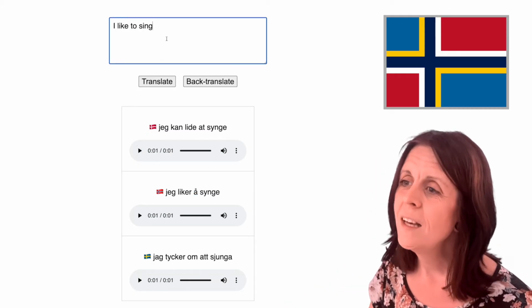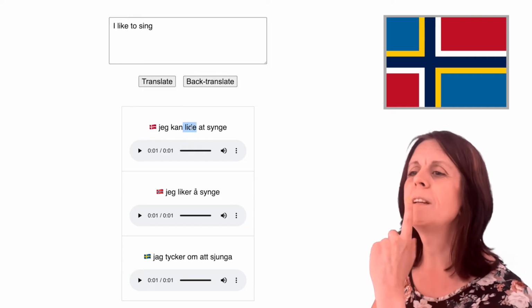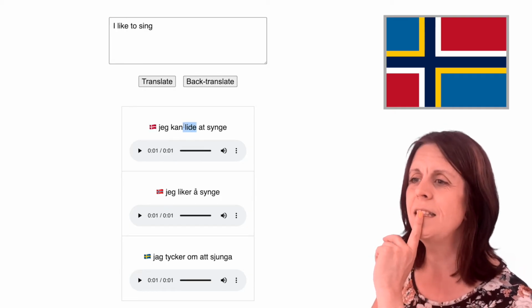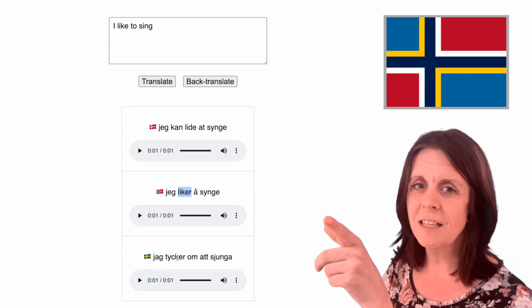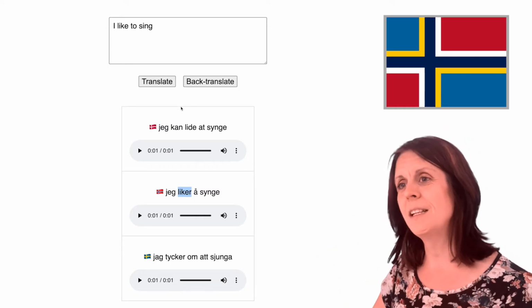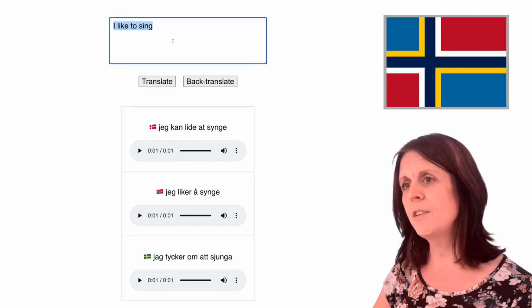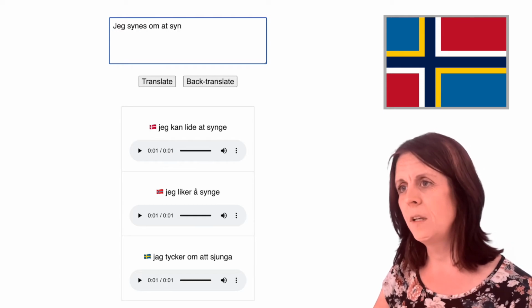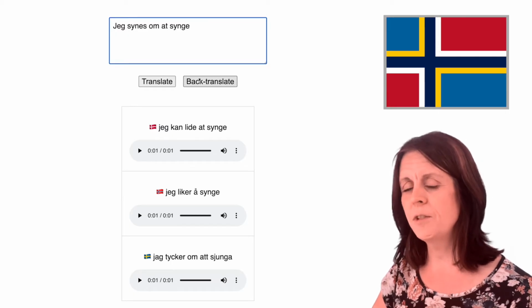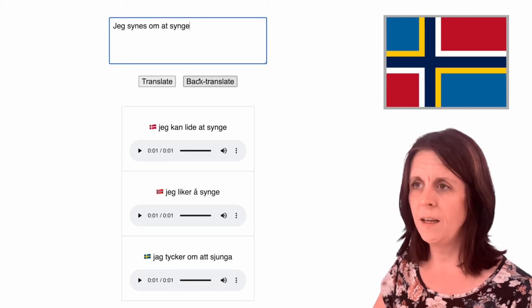I don't know. But the problem I want to point out here is I like. It's either jeg kan lide, jeg liker, jeg tycker om. My friend and colleague Veronica had an idea with this. If we try to back translate jeg syns om at synge, I think all three languages will understand jeg syns om to be I like to.